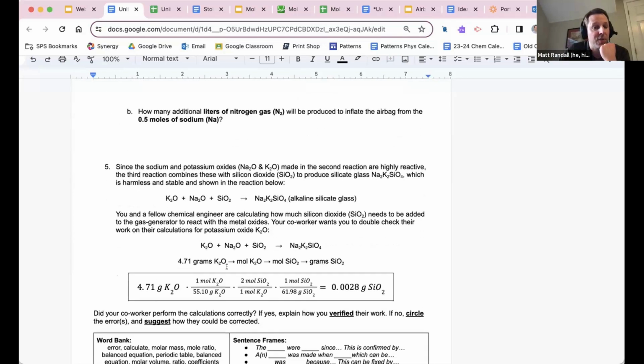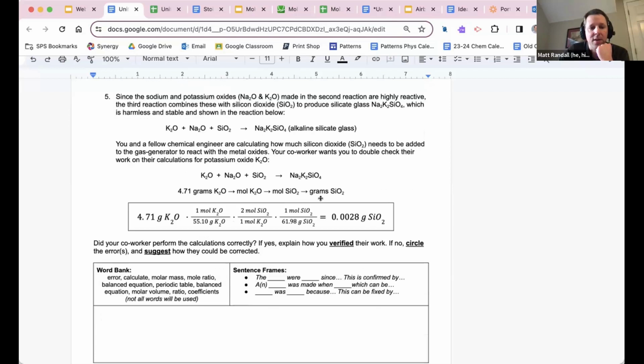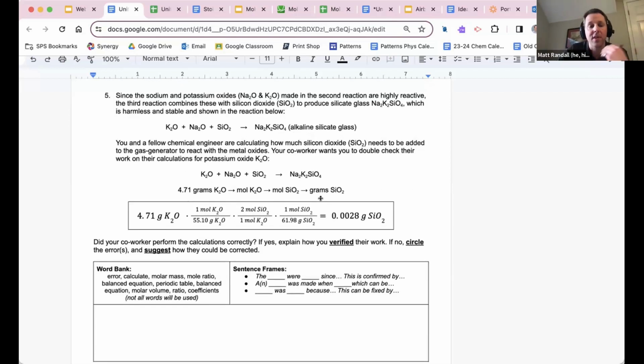And then there's a third reaction, a synthesis reaction that puts together three of these products and makes a harmless and stable silicate glass product. And so the question is, you and a fellow chemical engineer are calculating how much SiO2, silicon dioxide, is needed, and your coworker wants you to double check their work. Your job is to find as many mistakes as you can in their work, and then say how you would fix it.